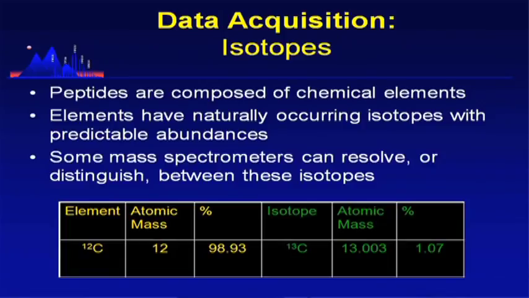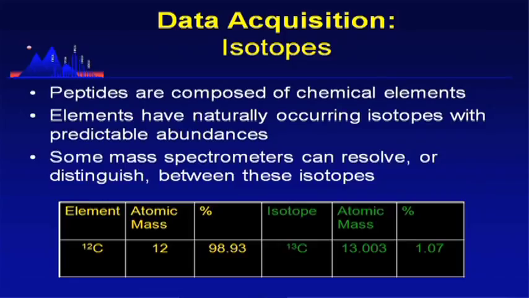So I want to talk quickly about some key terms when we're thinking about mass spectra. And the first one is isotopes. So we know that our peptides are composed of chemical elements. All of our elements have naturally occurring isotopes with predictable abundances. And our mass specs can resolve or distinguish between these isotopes. And the isotope we're most concerned about is carbon, or C13.